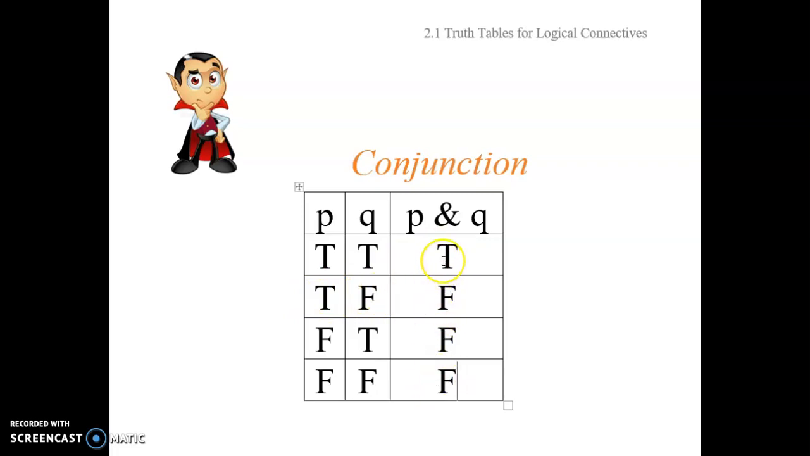Okay, all right, so we're running out of time, but we're going to spill this into the next video. The main thing is once again, I've exhausted the possibilities under bivalence, and so this completely defines conjunction for us.